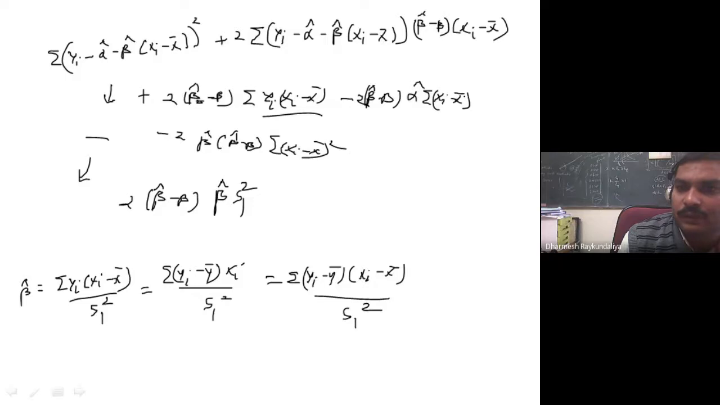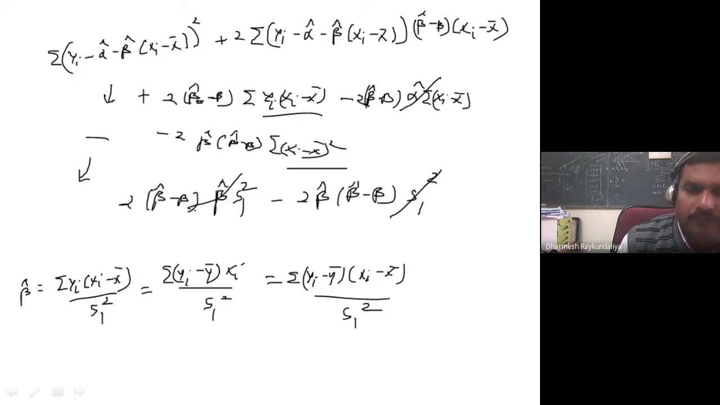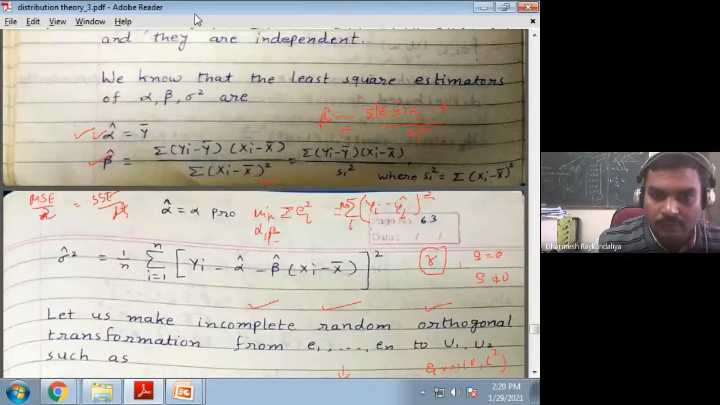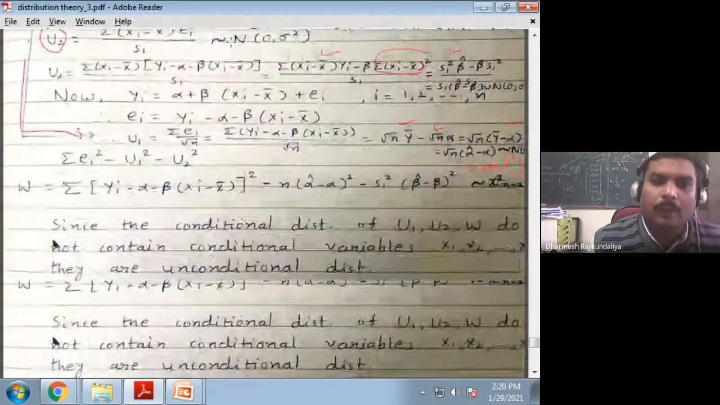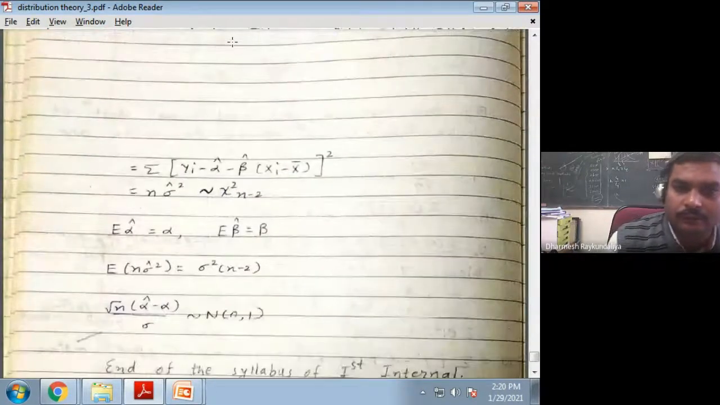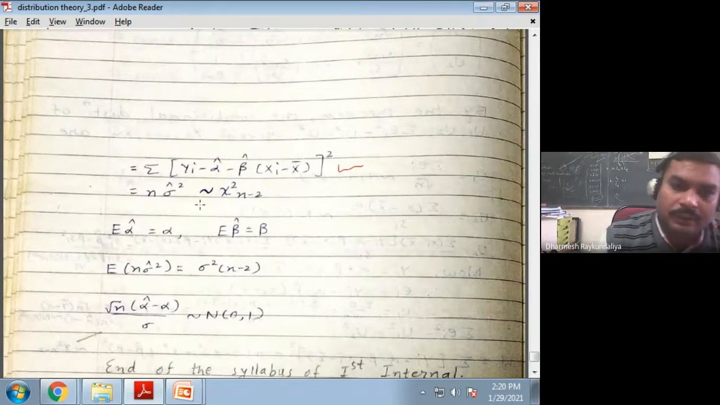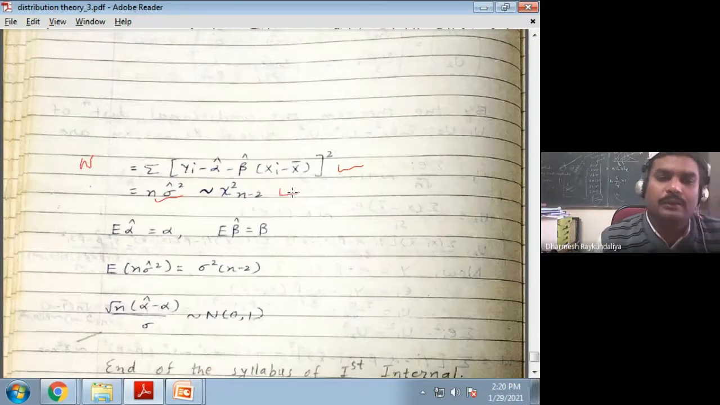This is the summation xi minus x bar, so this is 0, so this term vanishes. Now this is minus 2 times beta cap minus beta, and this is nothing but S1 square. So this and this term vanish. So what do you remain with last? It is nothing but this quantity, and after simplification I have written directly, you will get this. This is nothing but n sigma cap square, and it has the chi-square distribution because this is the W. So n sigma cap square has chi-square n minus 2.